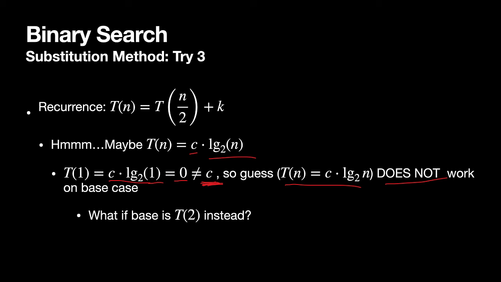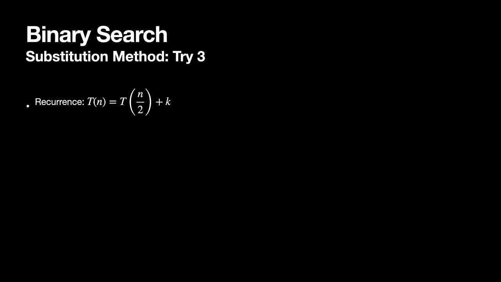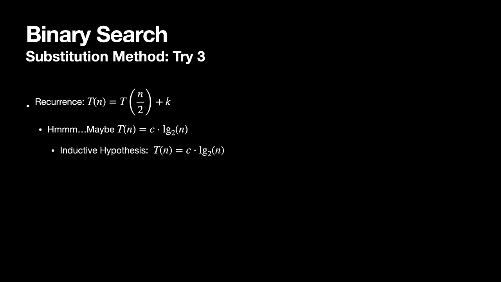So it looks like this formula doesn't work as our general solution. But what if we just move the base case over? What if we think of the base case as occurring at t of 2 instead of t of 1? Then t of 2 would be c times the log base 2 of 2. Log base 2 of 2 is 1, so 1 times c is c. Oh, so that works out okay. If we just change what we consider to be our starting point or our base case, this appears to be okay for the base case. We still have to check the general recurrence. So let's go ahead and try that out.